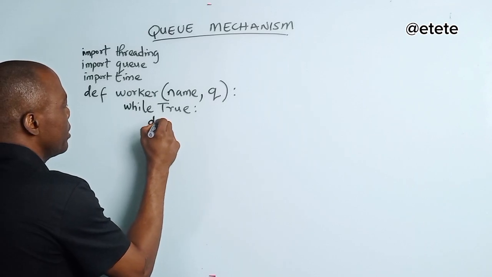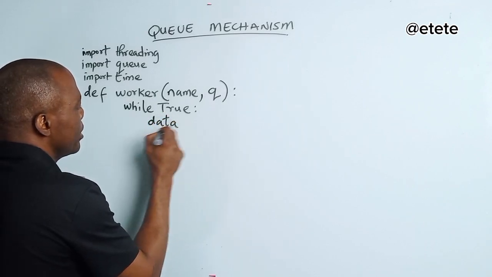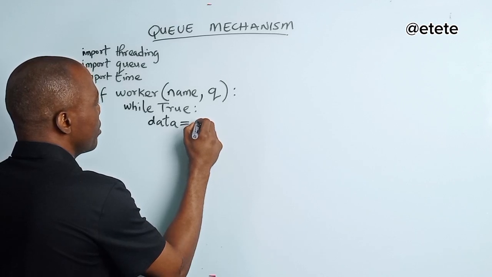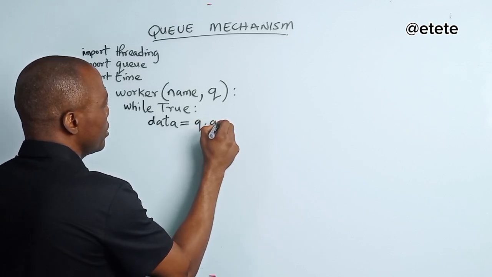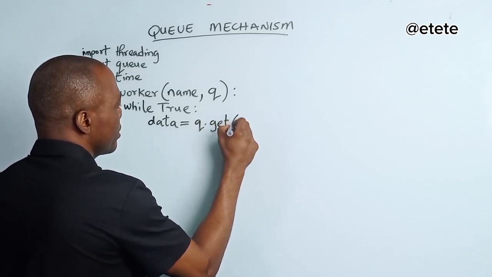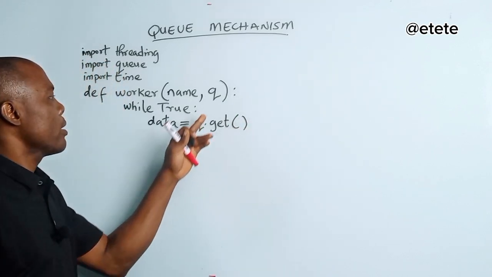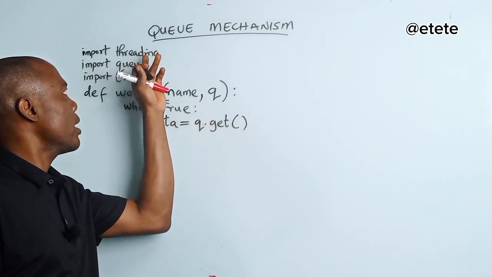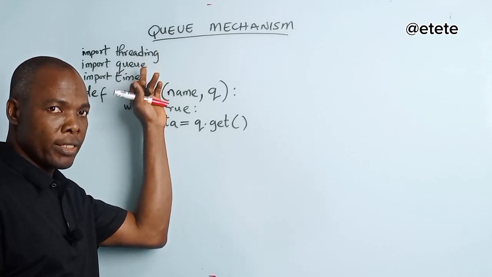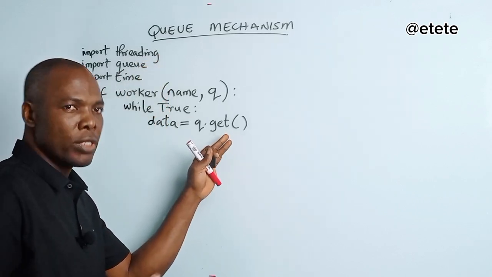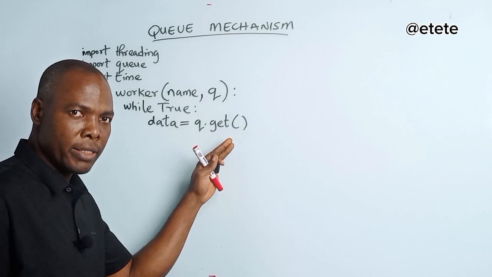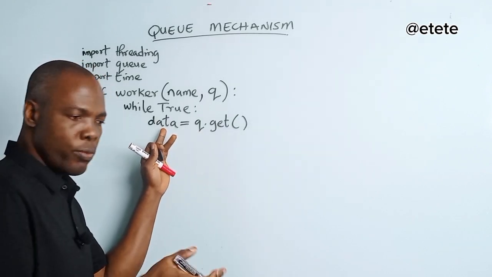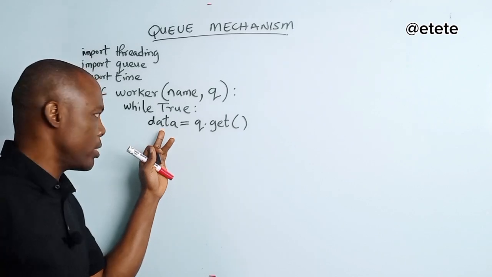Now create data. So I'm creating a variable, and then I'm assigning queue.get. Now this is a method inside this queue class that is going to take those items from the conveyor belt, right, for processing. So I'm creating a temporary variable where you take the box and you put it in.